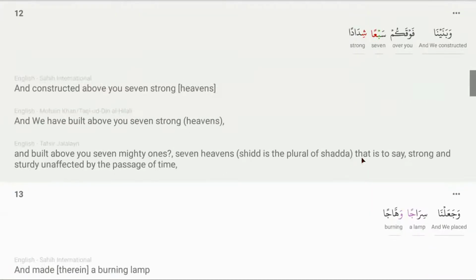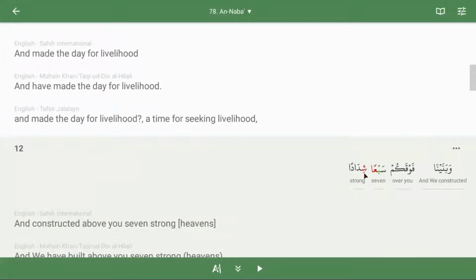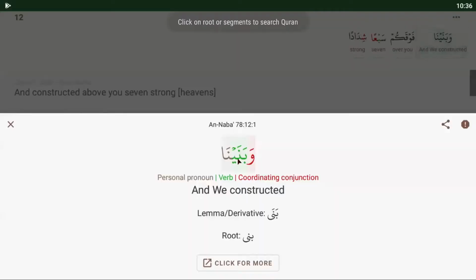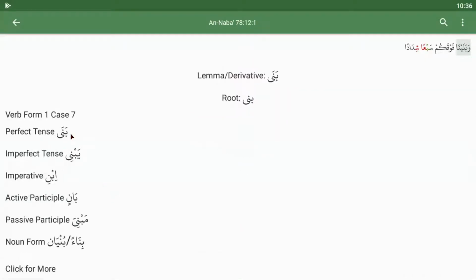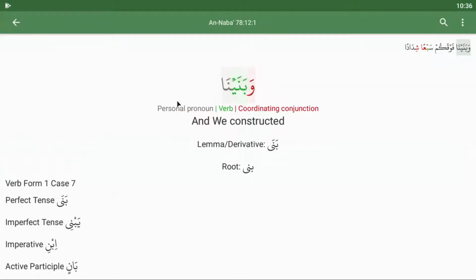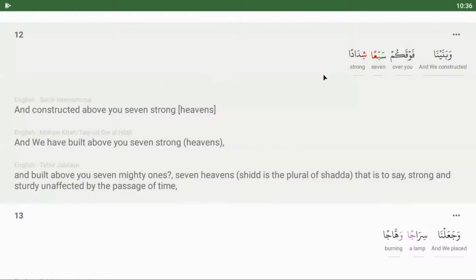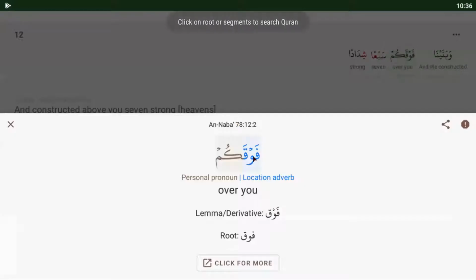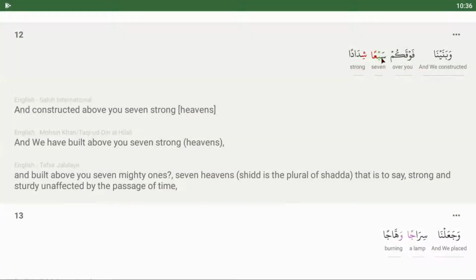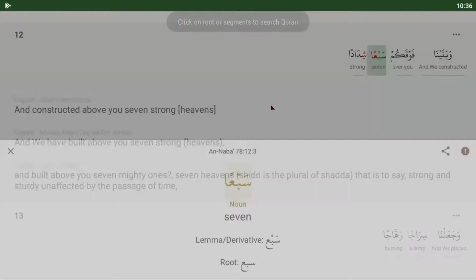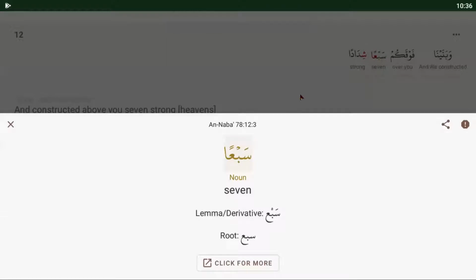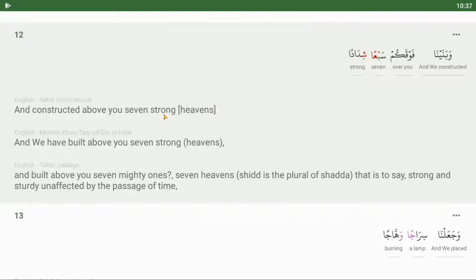Then he goes back saying, وَبَنَيْنَا فَوْقَكُمْ سَبْعًا شِدَادًا. Bana yabni is to build, to build something. To be constructed is what they translated. فَوْقَكُمْ, above you. سَبْعًا, seven. We can construct seven. What's strong? So he constructed above you seven strong heavens. So it is understood the meaning here is seven strong.